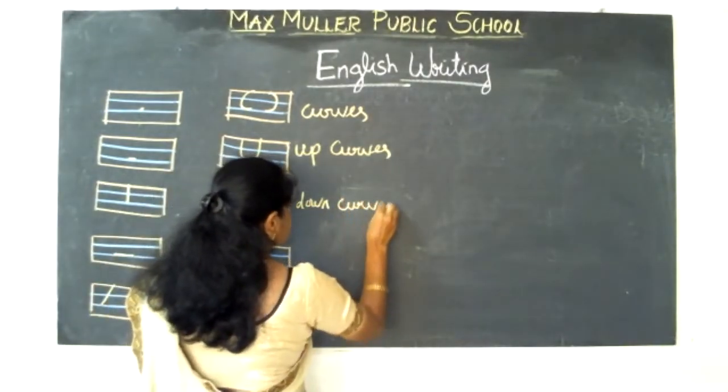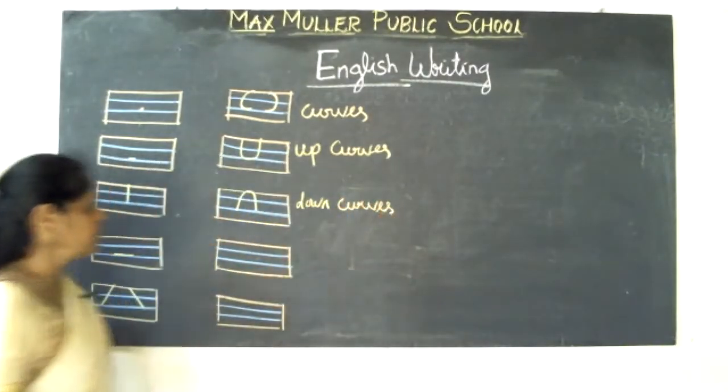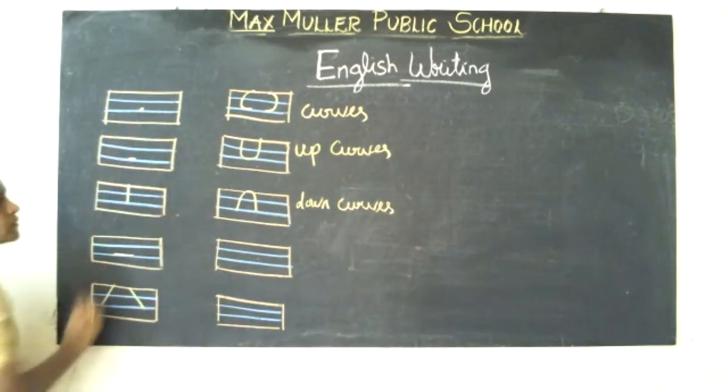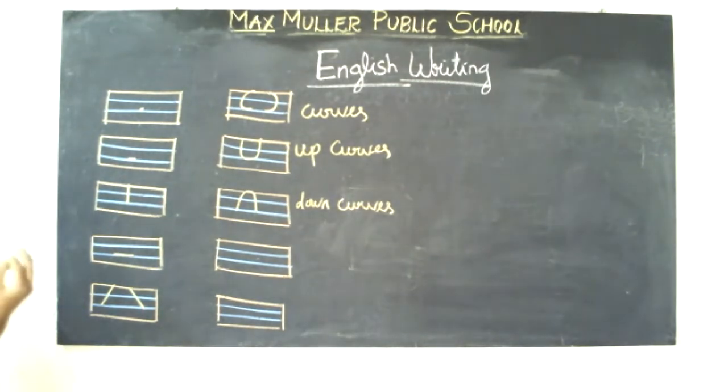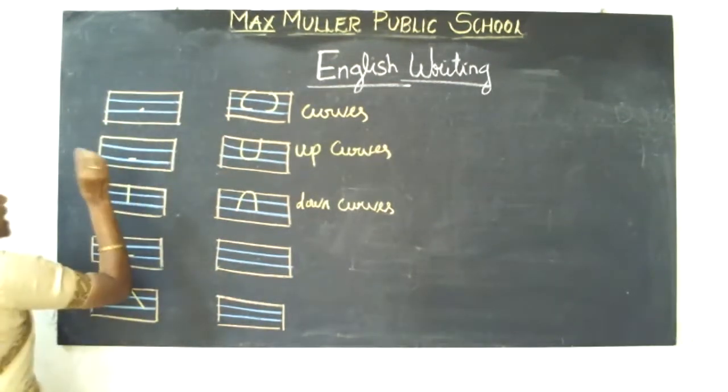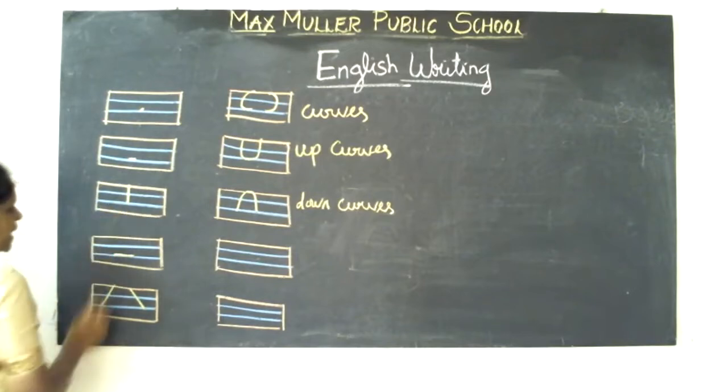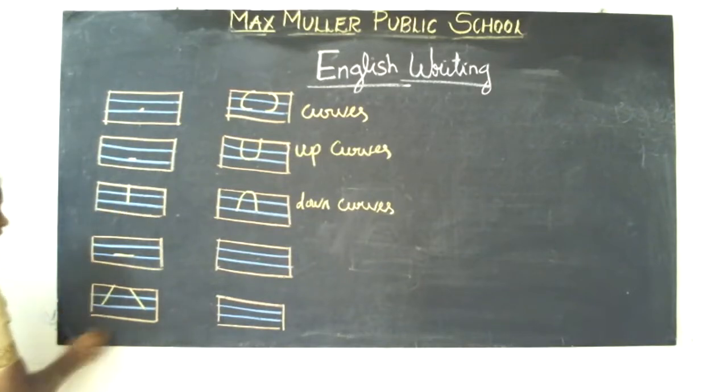Down curves. Okay, children. Again, we will repeat. Dot. Say it with me, children. Open your mouth and say. Don't simply sit in front of the book. Parents, once again, I request you to please give the practice. That is 4-line book, that is red and blue lines book. In the rough notebook, please practice pattern writing. So first is dot, dash, standing line, sleeping line, slanting line.